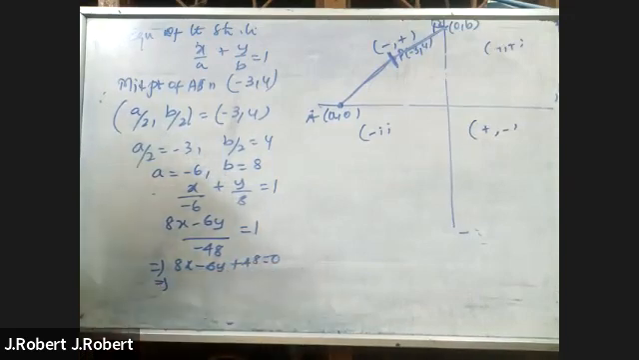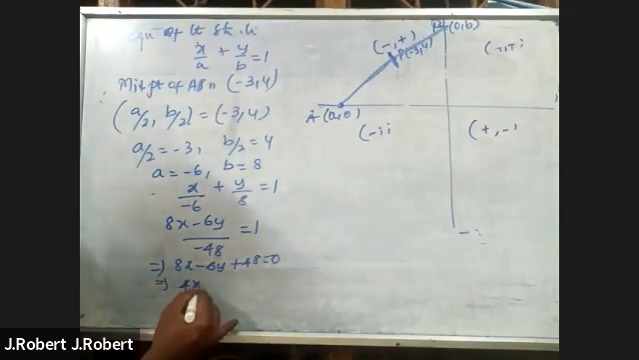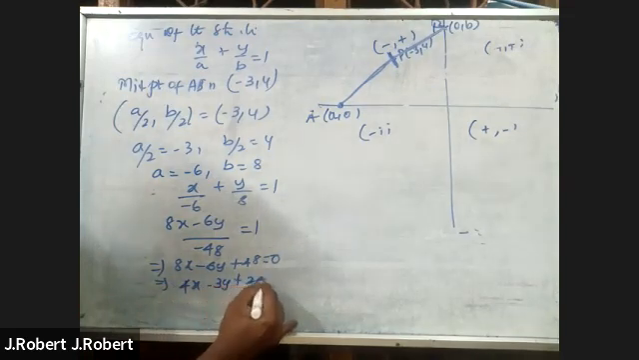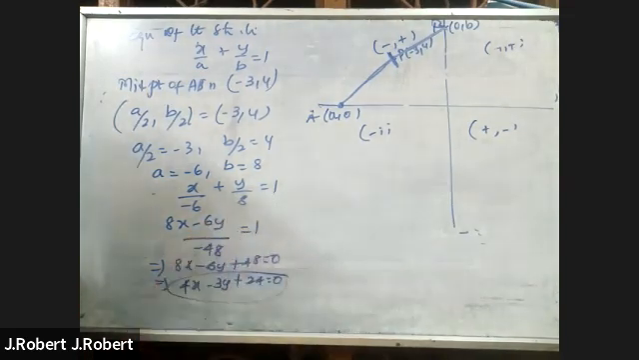Can we divide all of this by 2? We can divide this by 2. Dividing by 2, we get 4x minus 3y plus 24 equal to 0. This is the equation. Please take down.